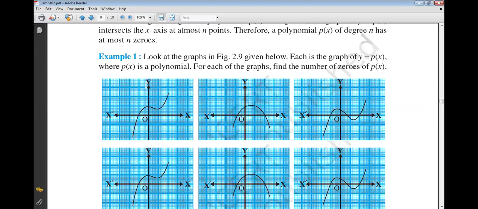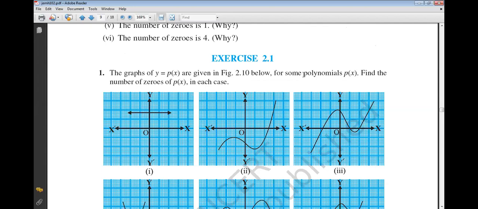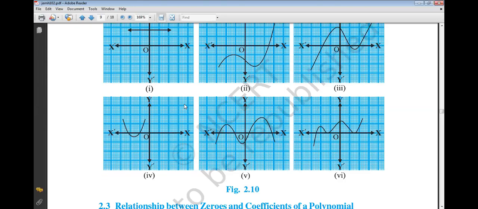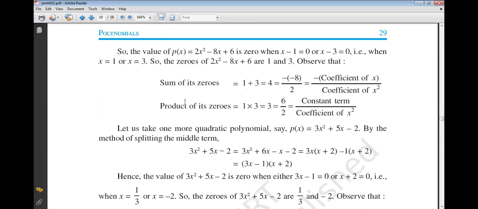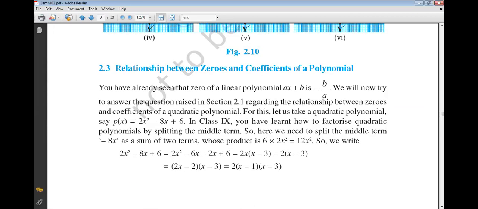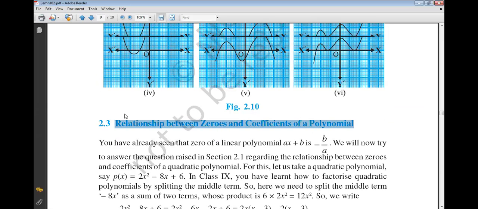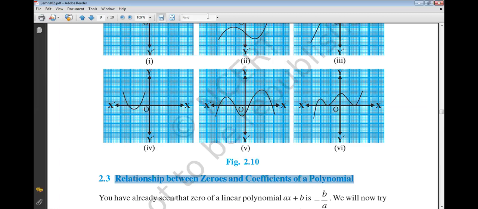After that we studied exercise 2.1. Then we studied about the relationship between the zeros and the coefficients of the polynomial. On the board it is there. I am revising it because these are the important topics of this chapter. In standard 10, you should know at least these topics. Relationship between zeros and coefficients of the polynomials.